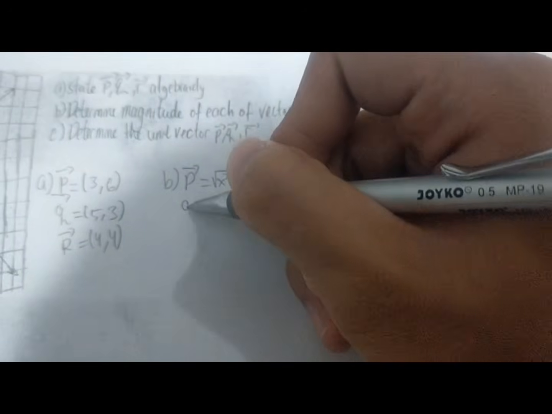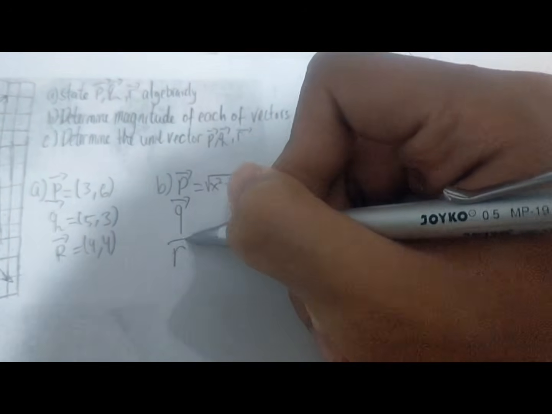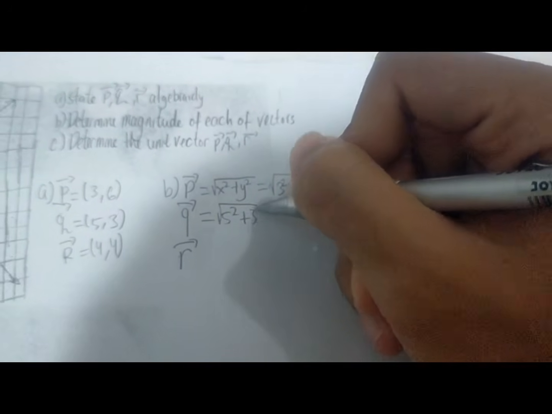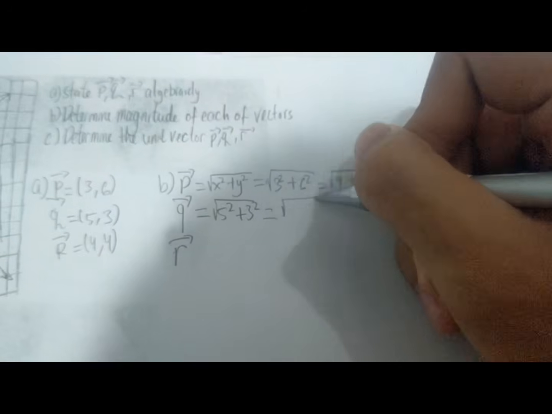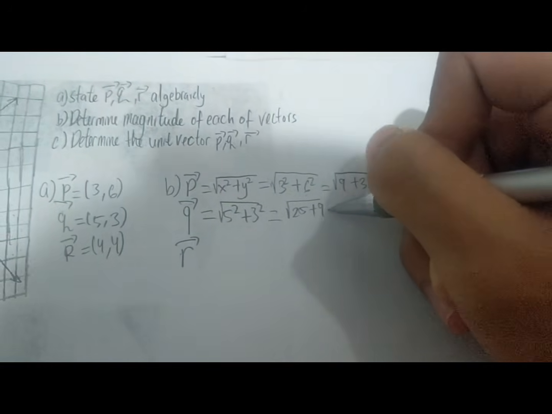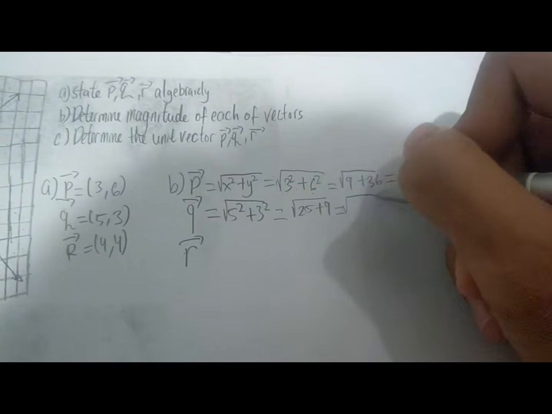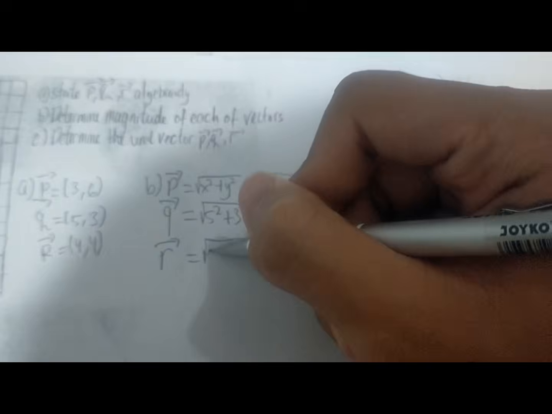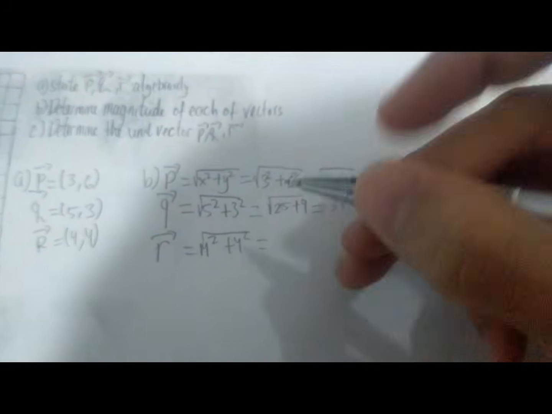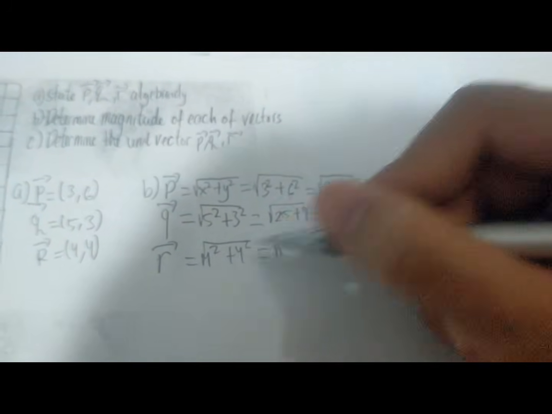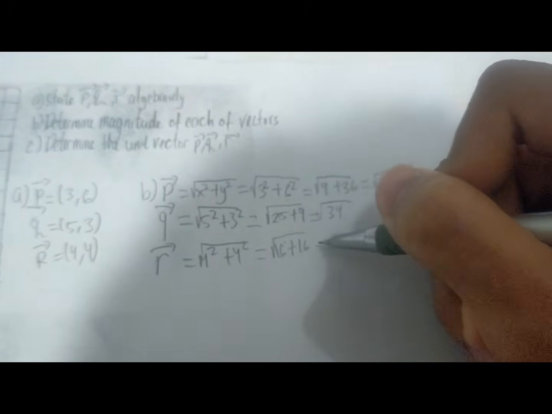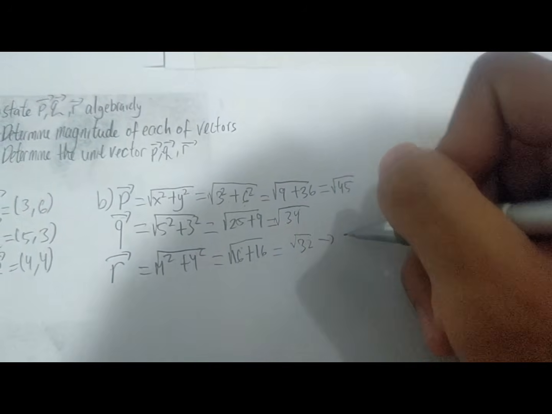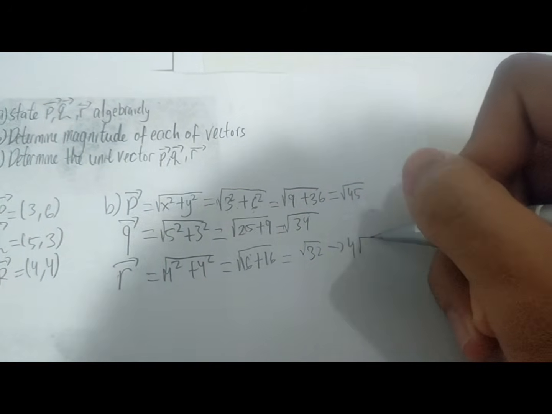Same for the Q vector and R vector. For Q, 5 squared plus 3 squared equals 25 plus 9, which is root 34. For R, 4 squared plus 4 squared equals root of 16 plus 16, which is root 32. Simplified, it becomes 4 root 2.